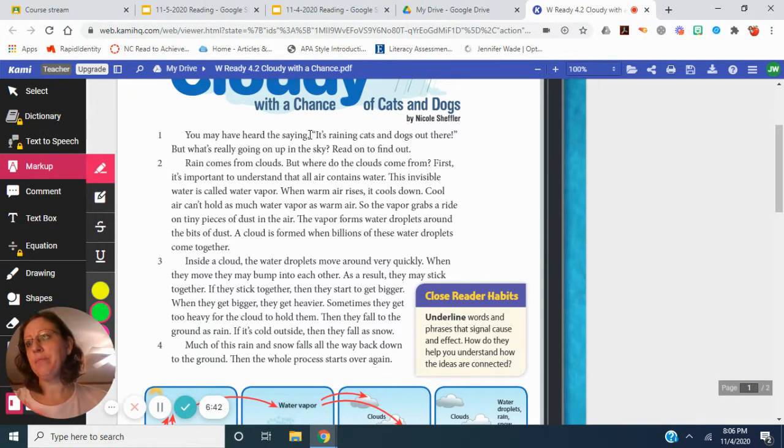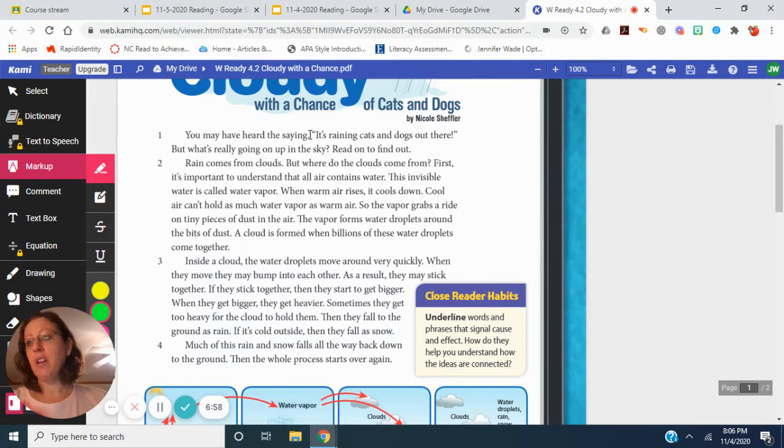Now, does it really mean that it's raining cats and dogs? No, it could mean that it's a heavy rainstorm. So it does not mean that cats and dogs are falling out of the sky. It just means it's raining really, really hard.